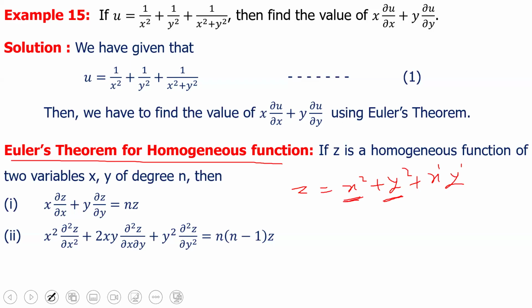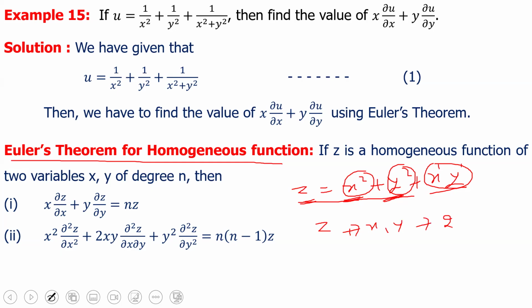Since the degree of each and every term of this expression is the same, therefore z is called a homogeneous function of x and y. Now, how to find out the degree of this homogeneous function? Clearly in each and every term the power of the variables is 2. So z is a homogeneous function of x and y of degree 2.